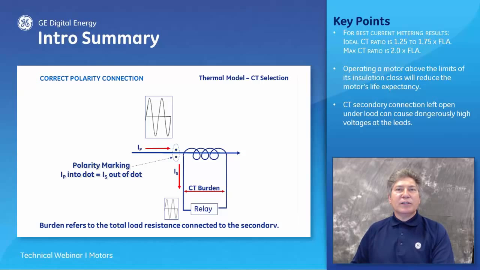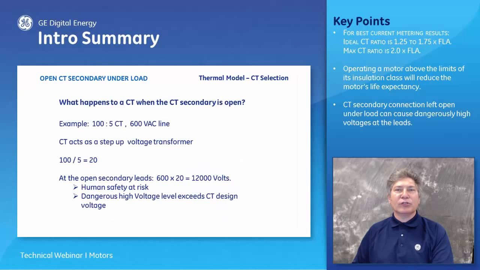The secondary of the CT must always have a burden load connected to it. An open-circuited secondary on the CT acts as a step-up voltage transformer that can result in dangerously high secondary voltage. Therefore, energized but unused CTs must be kept short-circuited to eliminate any chance of injury.